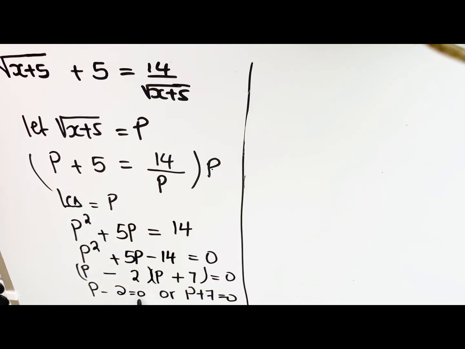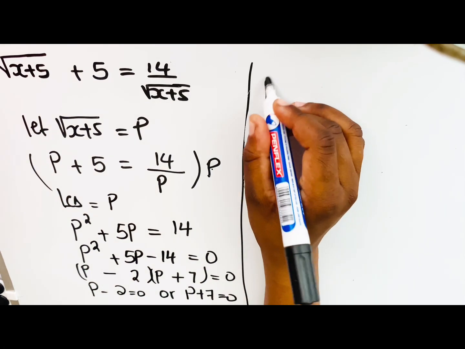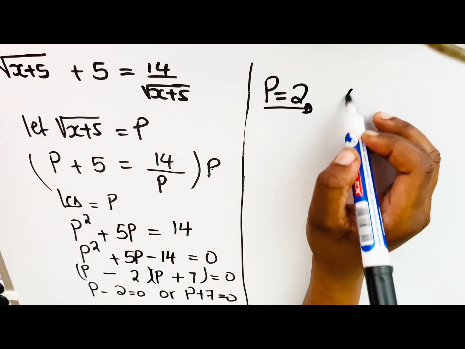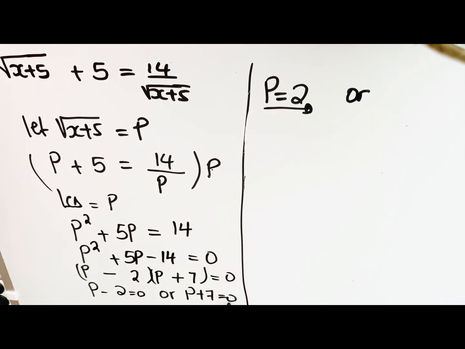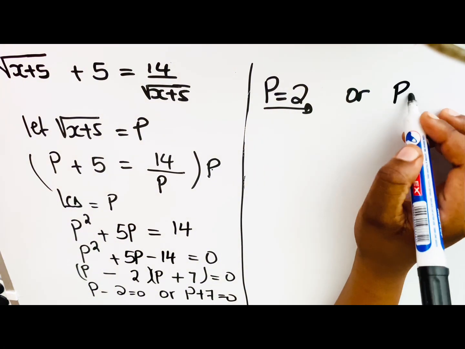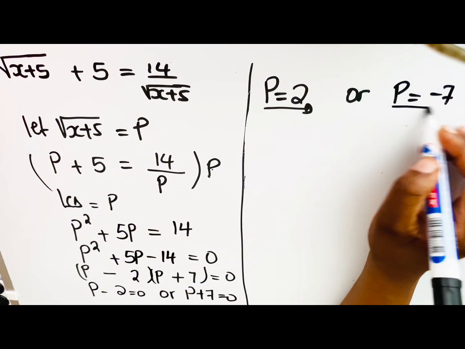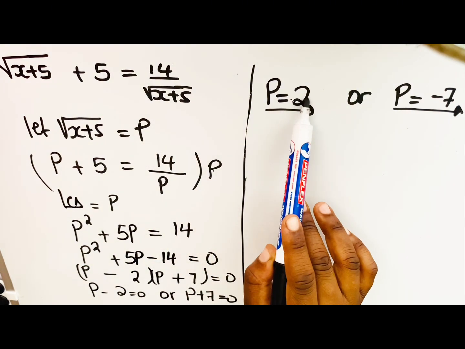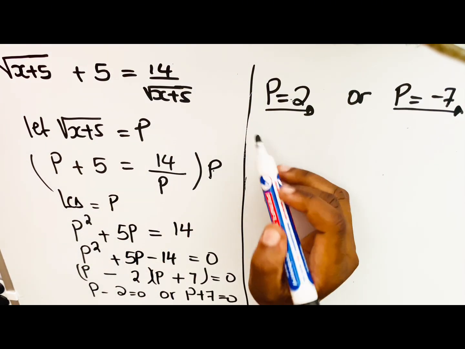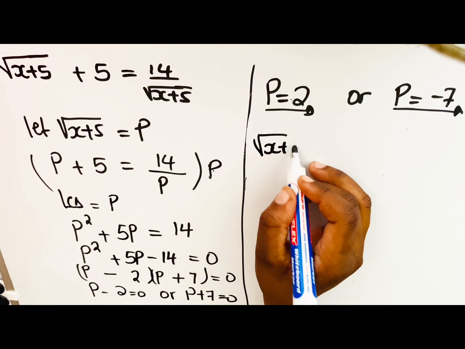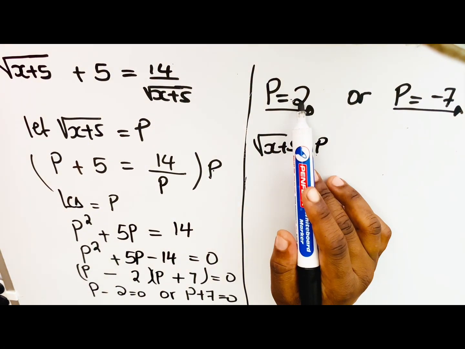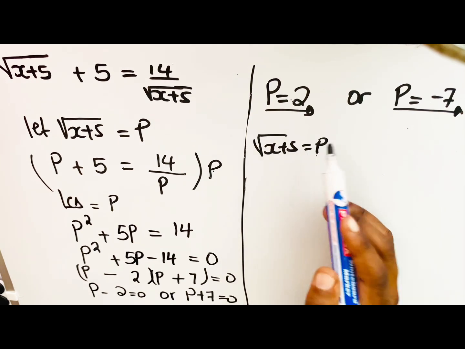p - 2 = 0. To find p, we take the 2 to the other side and it becomes positive 2. Or in p + 7 = 0, to find p, we transpose the 7 to the other side, then p becomes negative 7. We need the value of x, not the value of p. Now that we have the values of p, in the let, √(x+5) = p. Substitute the values of p so that you can solve for x.